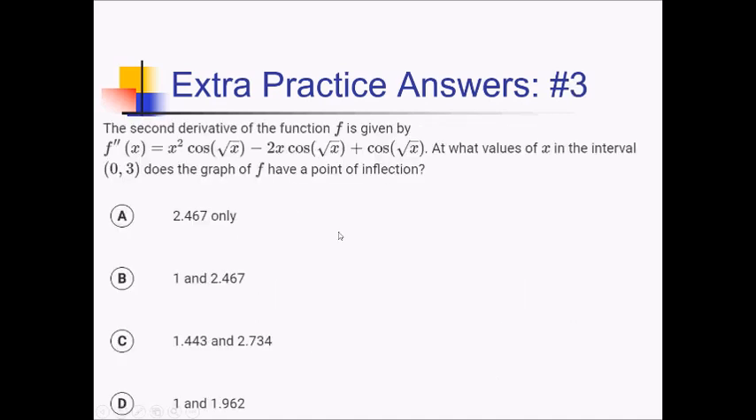On this problem, I'm given the second derivative of some function as this extremely long polynomial / trigonometric hybrid. We want to know at what x values in the interval from 0 to 3 our original graph has a point of inflection. So I need to figure out where f double prime is changing sign. So we can say that f double prime changes sign at the following x values.